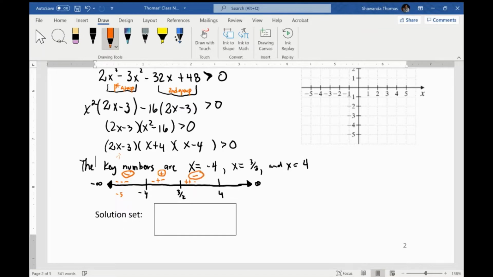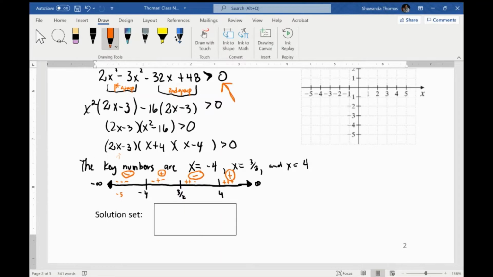All right, one more. 4 to infinity. Give me a test value. 5. All right, plug into the first parenthesis. Is it positive or negative? Positive. All right, middle parenthesis. Positive. Last parenthesis. Positive. Ultimately, is it negative or positive in this interval? Positive. We are looking for values that are positive.